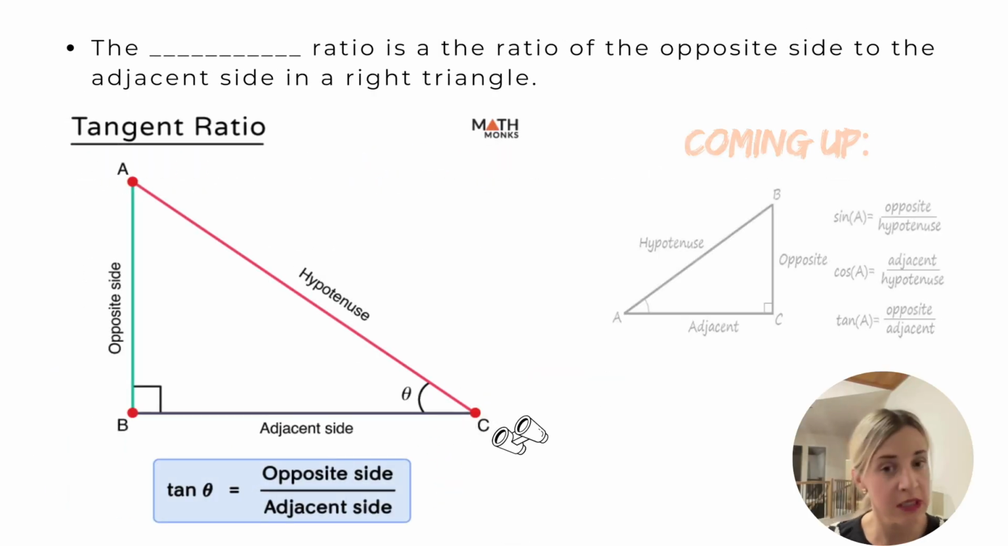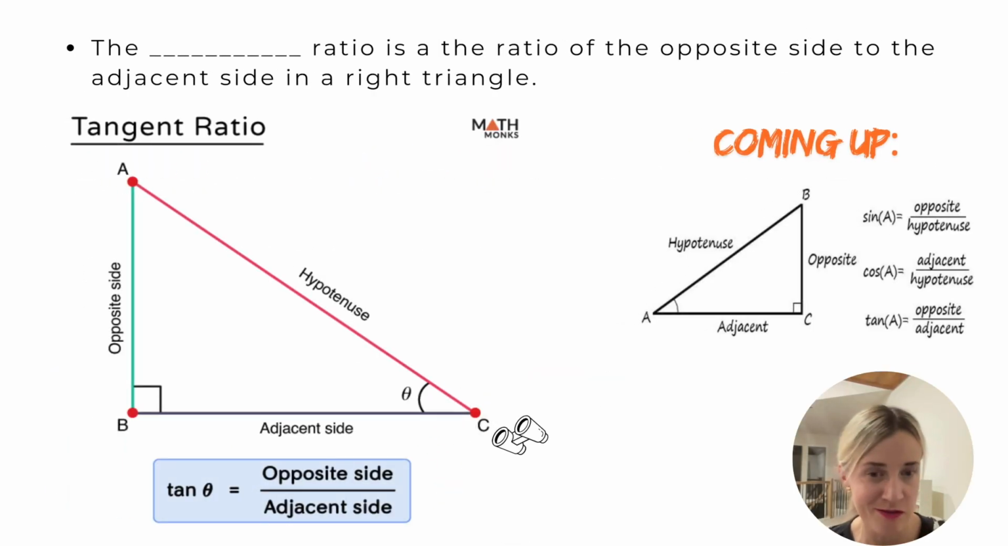There are three trig ratios. You may have heard of them before: sine, cosine, and tangent. In this lesson, we are going to start by going over the tangent ratio. The tangent ratio is the ratio of the opposite side to the adjacent side in a right triangle.